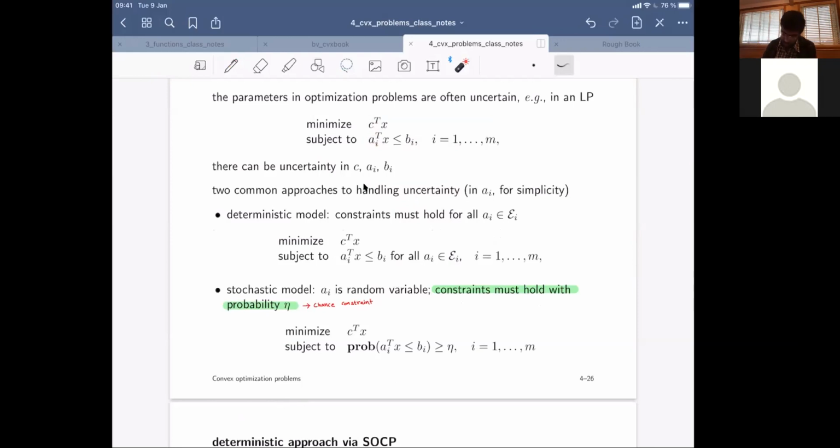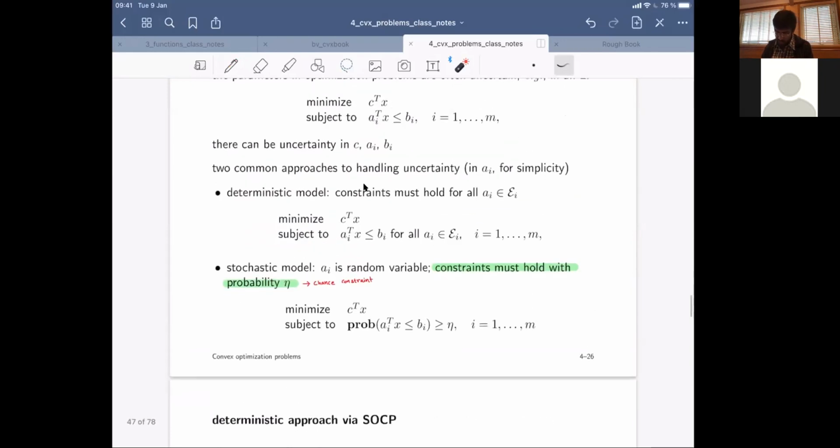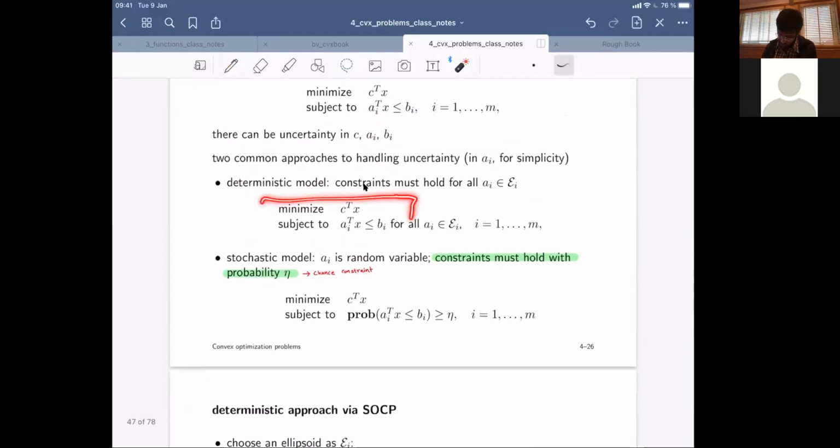So let's see. Here we will discuss just the case of A. We say that the a_i are not constant. We don't know them as constants. They are like random variables. That's what we are going to see. So there are many ways to treat such randomness. One thing we do is go for a deterministic model where we say that, okay, I do the same problem, but since a_i, what is a_i? a_i is a vector, right?